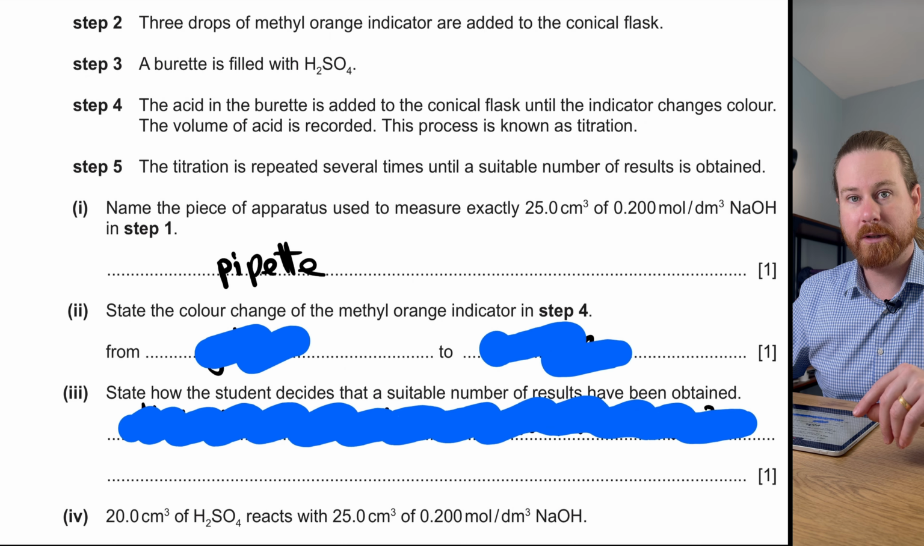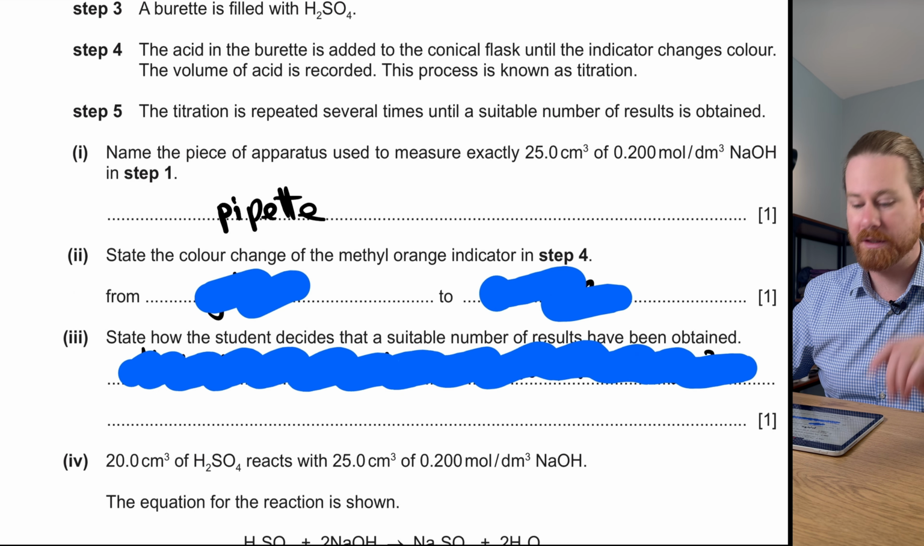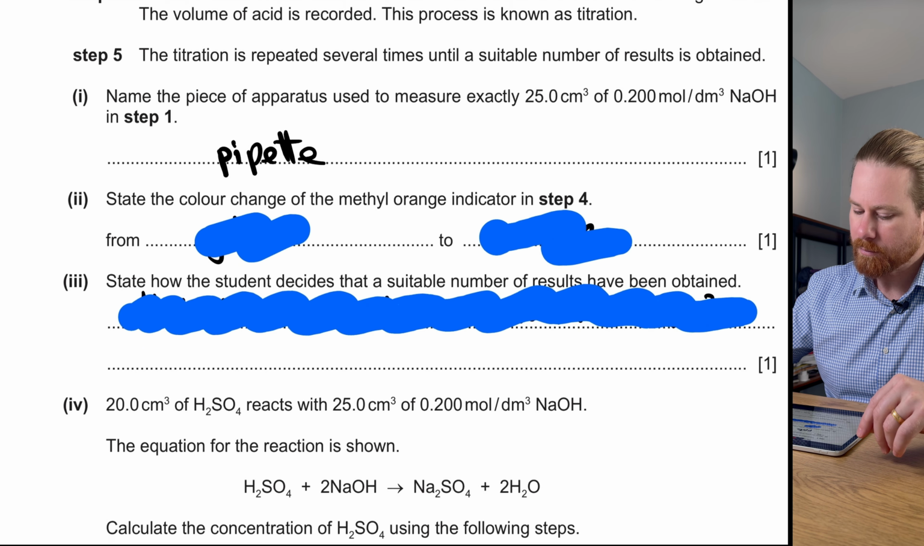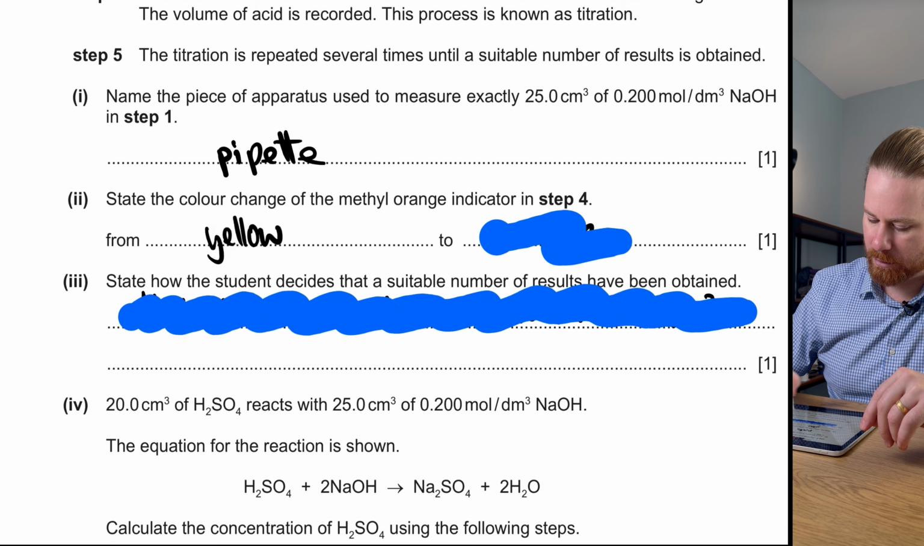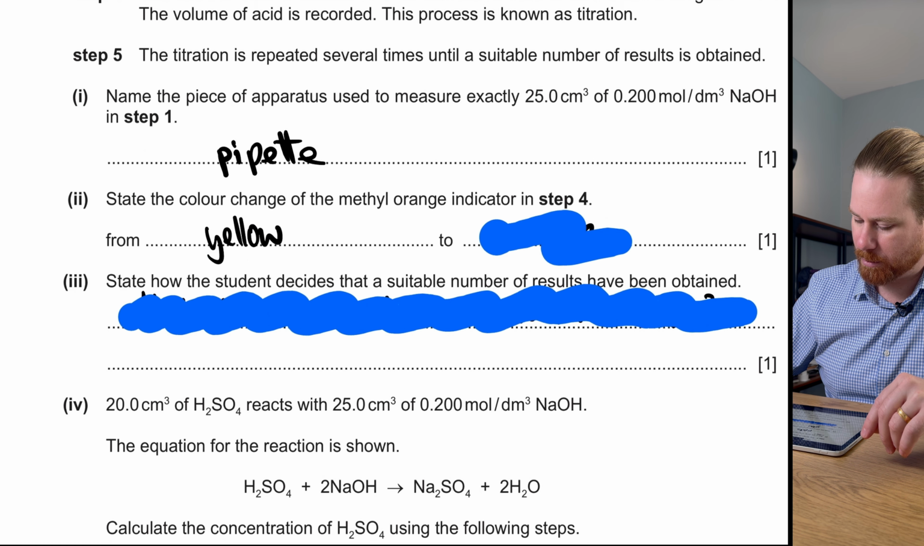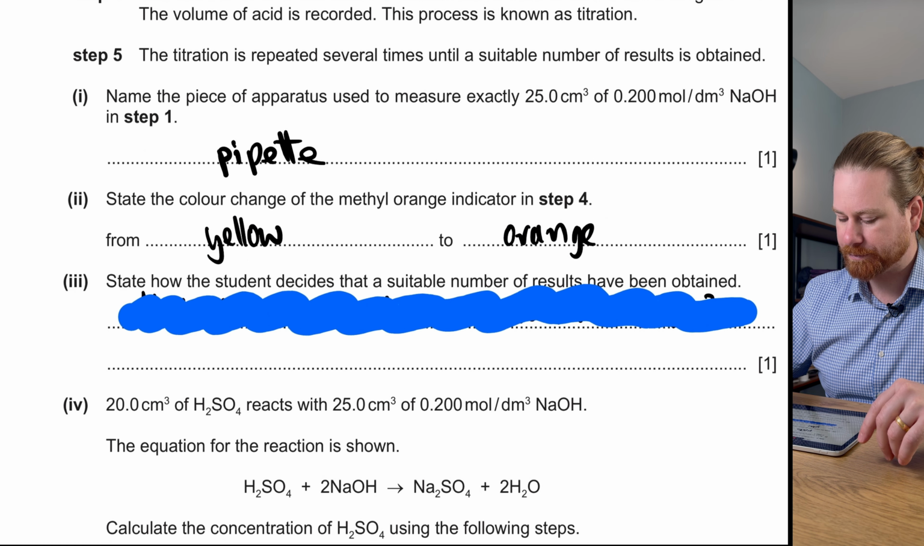So pipettes are always used in titration because they're more accurate than a measuring cylinder. Our color change for methyl orange, of course, is going from yellow to orange. So orange in the acidic condition.